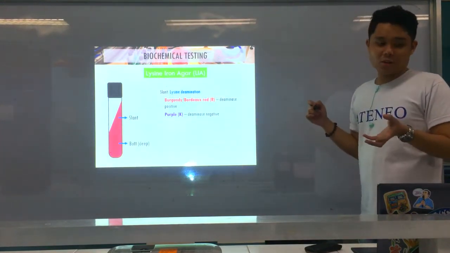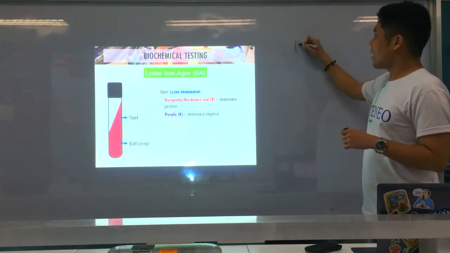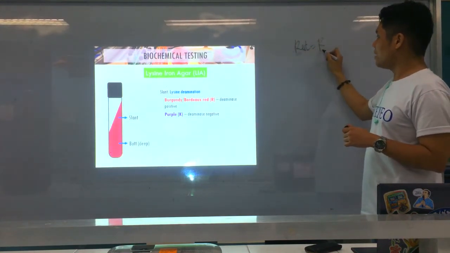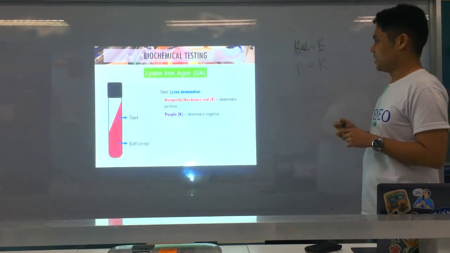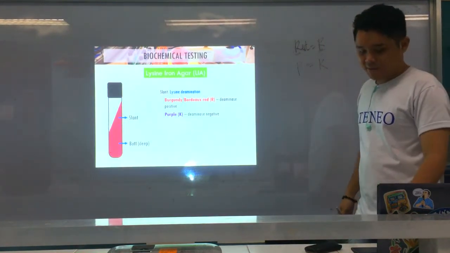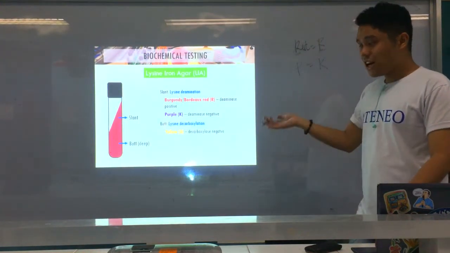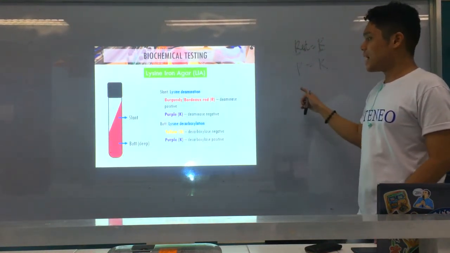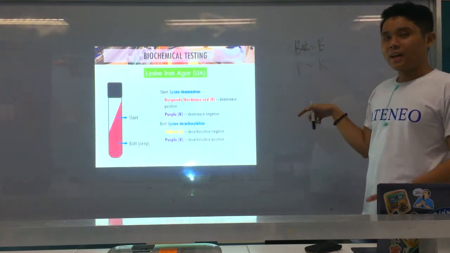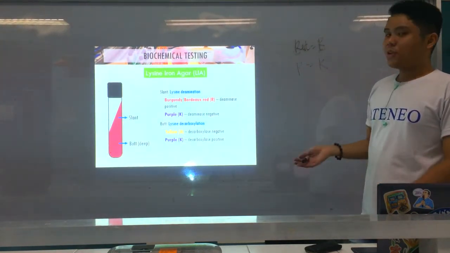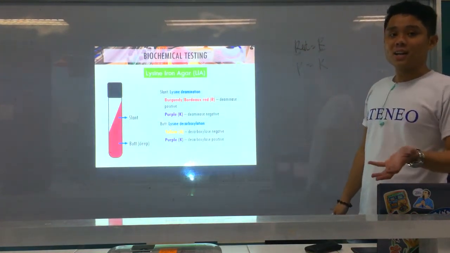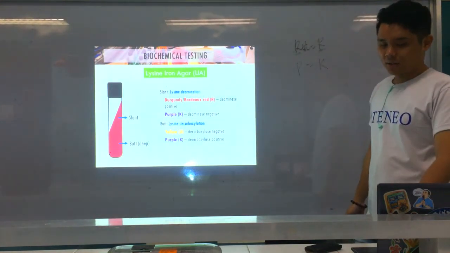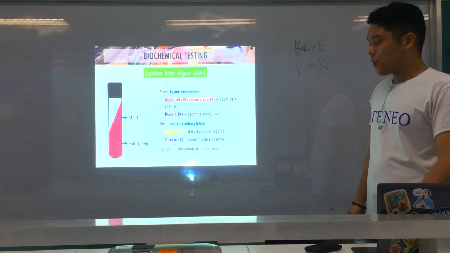The labeling or reporting of results is quite the same as TSI, remember? But for this, red is R, and purple is K, so PK means deaminase negative. Now for the butt, lysine decarboxylation, yellow is negative and positive is K, purple still. So it's AY versus PK, compared to TSI's AY, RK. The difference is that in lysine decarboxylation, yellow is negative and purple is positive, because of cadaverine. Please take note. And H2S positive shows blackening of the medium.